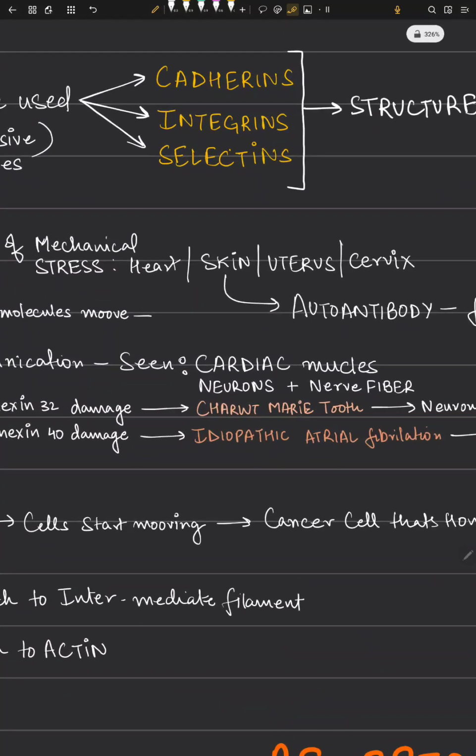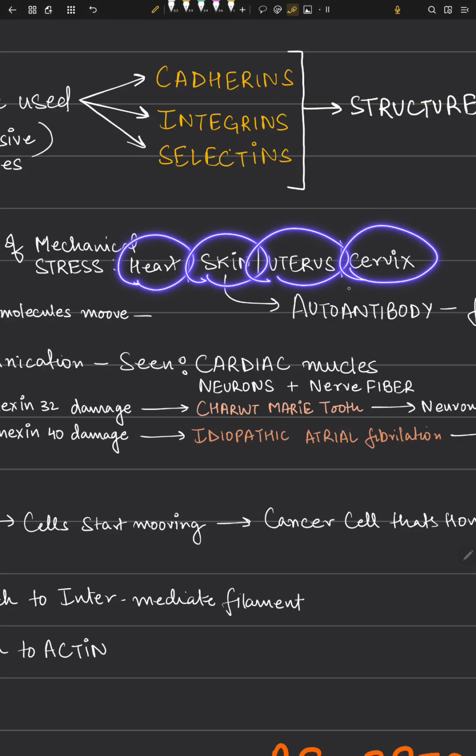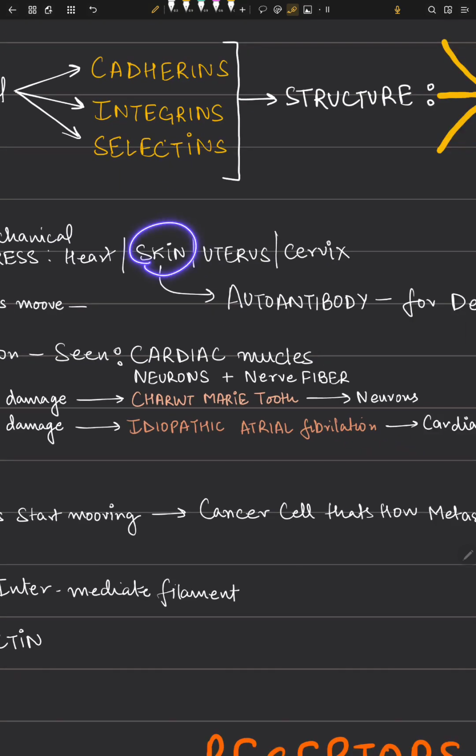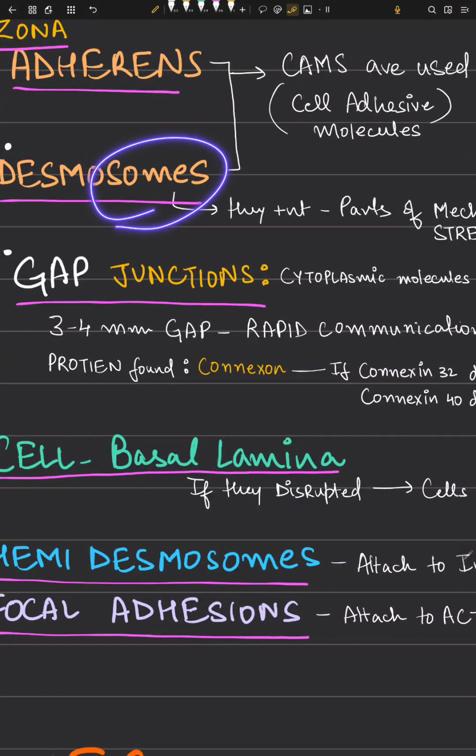Where is mechanical stress? Heart, skin, uterus, cervix. These undergo contraction. Heart as well, contraction and relaxation. Skin, mechanical beating from your bully. Cool. The skin goes under mechanical stress, and that's why we have desmosomes.